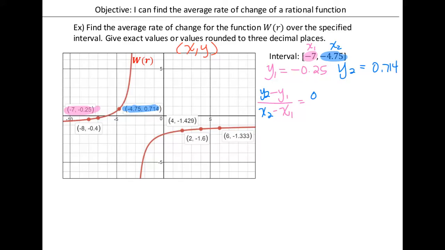So I got 0.714 minus a -0.25 all over x2, which is -4.75, minus x1, which is -7. So for both of those, notice I'm subtracting a negative. So we're going to do keep, change, change. Keep, change, change.